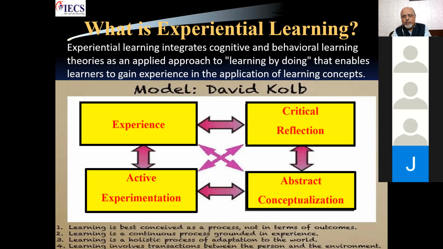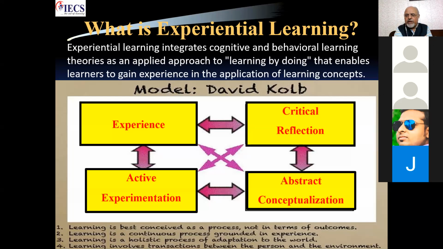You will say, sir, why have you put these arrows and they go both ways? Can critical reflection lead to experience? Can abstract conceptualization lead to critical reflection? Can active experimentation lead to experience? Yes, because I said it's all happening at one and the same time in the brain of the child. It's for me and for you to simplify things and provide them one at a time.